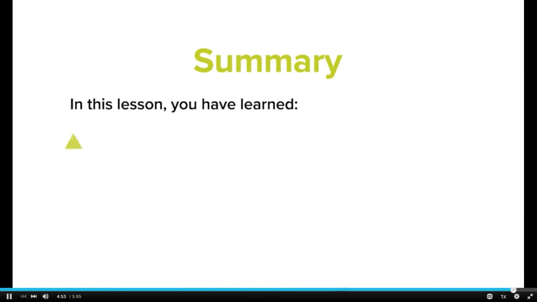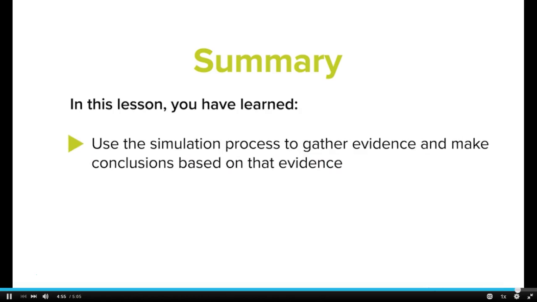In this lesson, you have learned to use the simulation process to gather evidence and make conclusions based on that evidence.